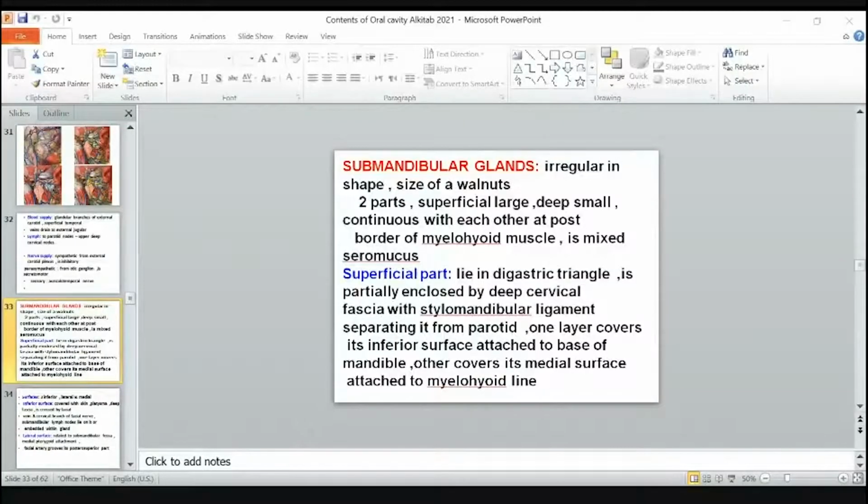It's located below the mandible. Sub means below. So it's located below the mandible in the submandibular triangle of the neck.